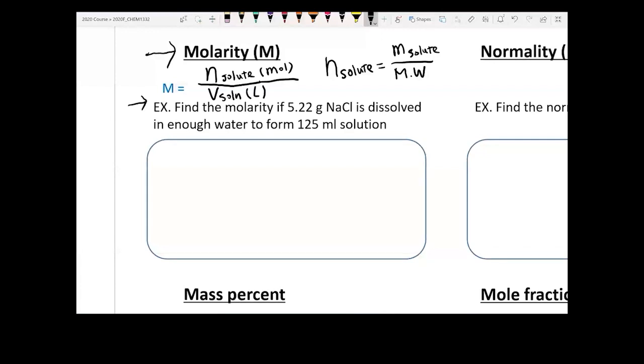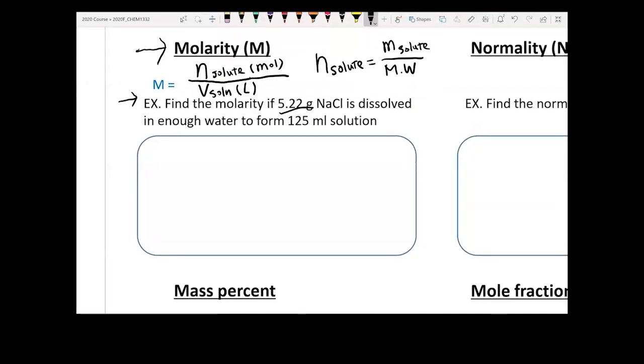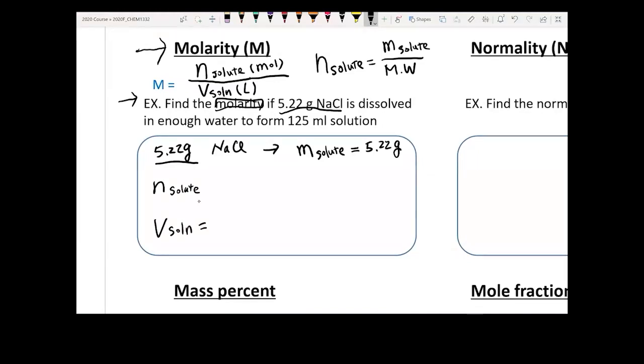Find the molarity if 5.22 grams of sodium chloride is dissolved in enough water to form 125 mL of solution. When you read these types of questions, first you need to know what you have, right? 5.22 grams of sodium chloride. From here, you should know that the mass of your solute is equal to 5.22 grams. The thing you want to calculate is your molarity, which means you need the number of moles of your solute and the volume of your solution in liters.